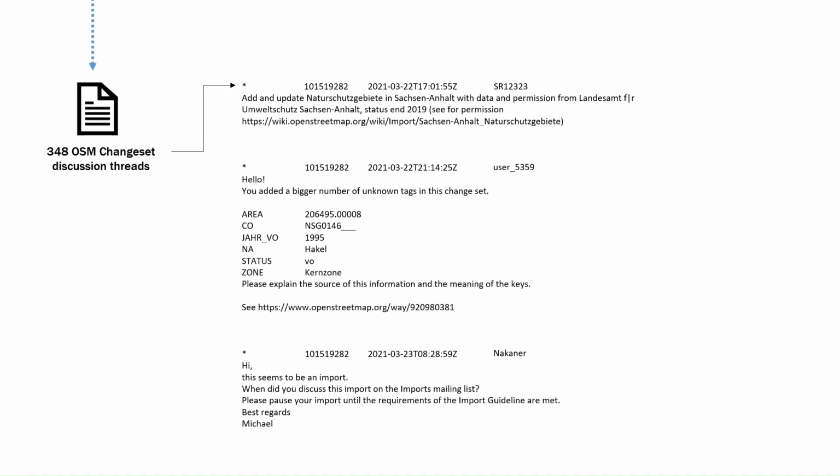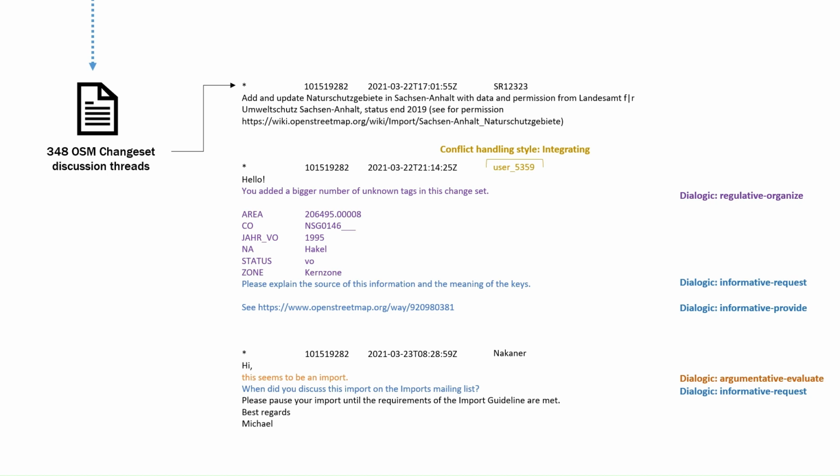We applied these two taxonomy models on 348 OpenStreetMap changeset discussion threads with more than 5 comments that are written in English from January 2014 to December 2020. Each discussion thread was divided into 3 levels: sentence, comment, and discussion. For each sentence, except for greeting and gratitude, we assigned one dialogic function. For each comment, we assigned one conflict handling style. And lastly, for each discussion thread, we assigned the status of discussion on whether the solution was developed or not.